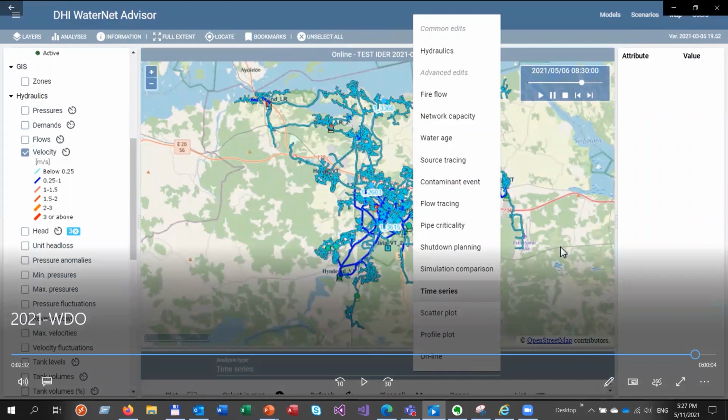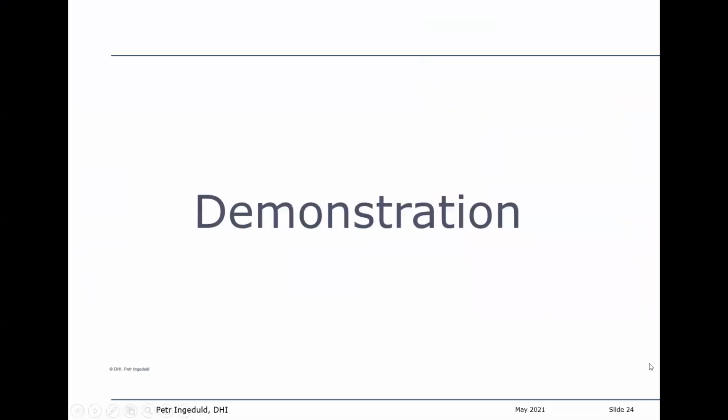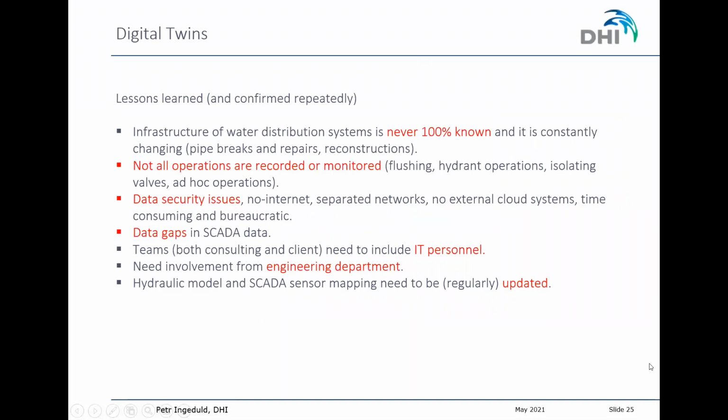So that is the end of the video, and I will go back to the presentation. And there is the last slide with some conclusions. I decided to call it lessons learned and confirmed because we can see that some of this experience that we have here on the slide is repeating every time we develop the solution.